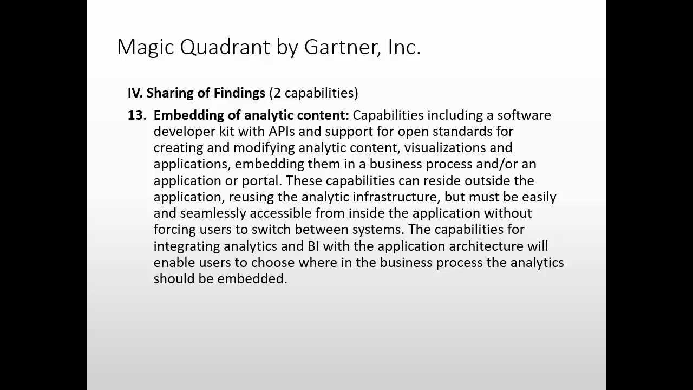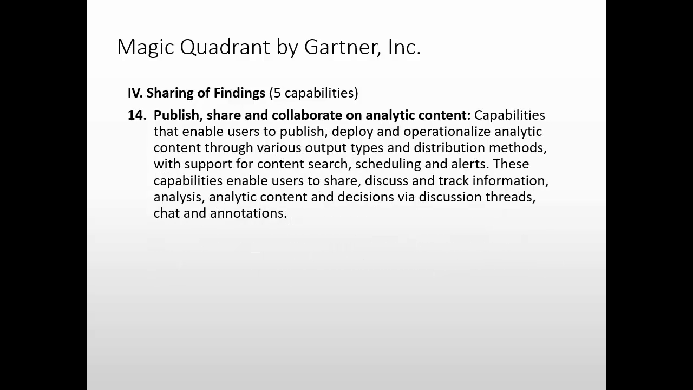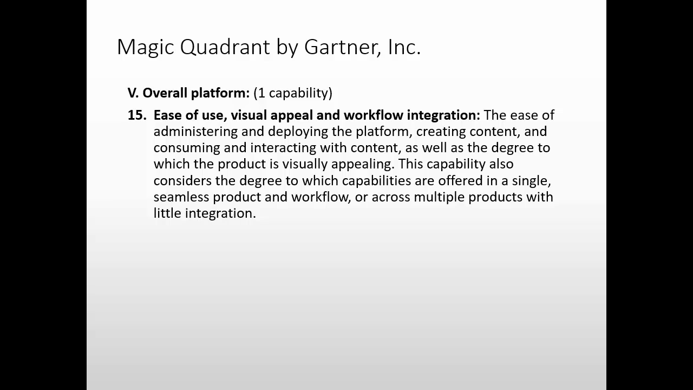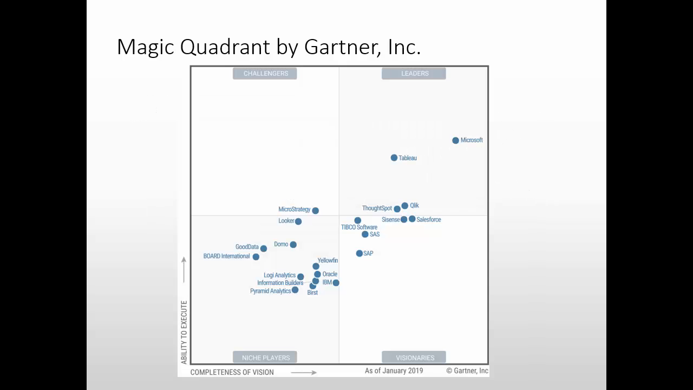Okay. Embedding the analytic content in websites and web pages and so on, and sharing, and then the overall platform performance, ease of use. So, these are the 15 critical capabilities that they selected. Then they prepared a really hopefully effective survey instrument and sent it to customers of these software packages and the platform, the software developers also.